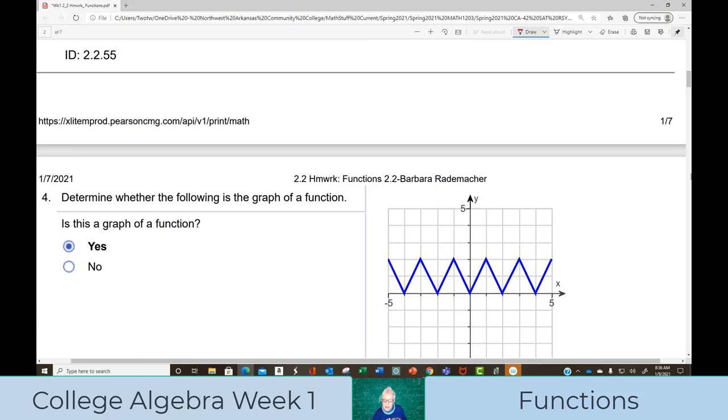Let's do this. Okay, this looks for all the world like it could never be a graph, but if you draw a few of these vertical lines or semi-vertical lines through the graph, you'll see that these vertical lines are indeed intersecting the graph at only one point. So even though this looks incredibly complicated, like it could never be a function, it is a function. It passes the vertical line test. That is, a vertical line intersects the graph at only one point.